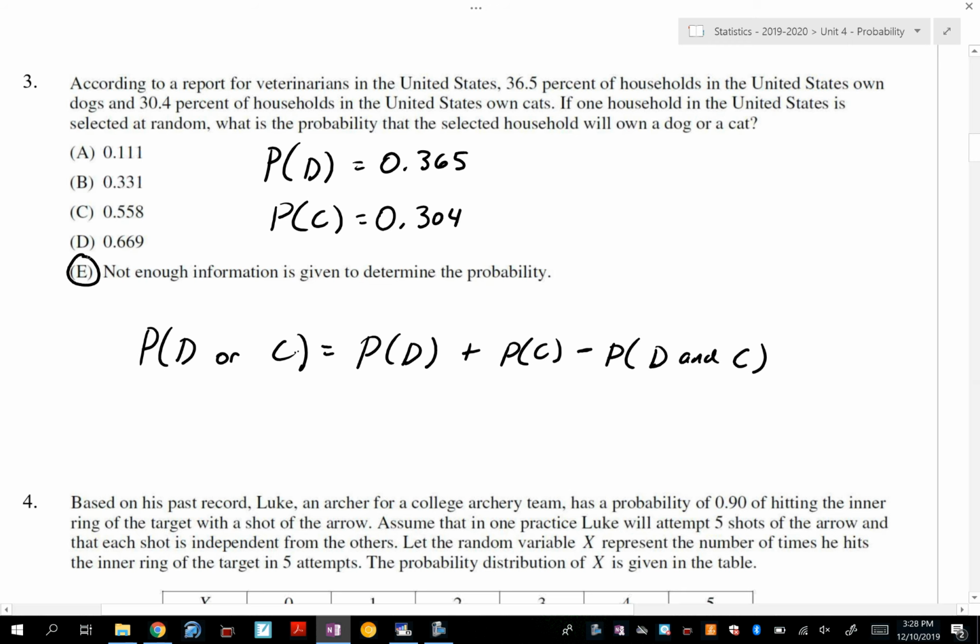Because we need this one. We don't have it. It doesn't say it's independent. Because it doesn't mention independence, and I don't think they're independent. You think that owning a dog and owning a cat is independent. Okay. So if you agree with that, if you think they're independent, then you should be multiplying 0.365 times 0.304, and that's going to go here. And then you would do the whole thing.